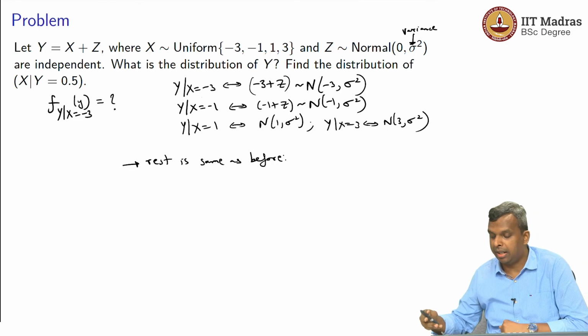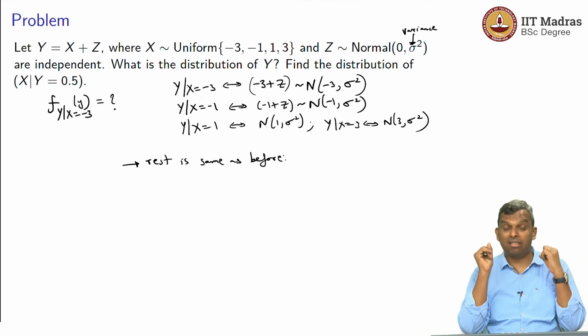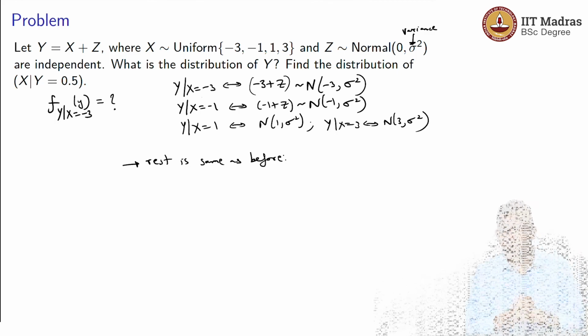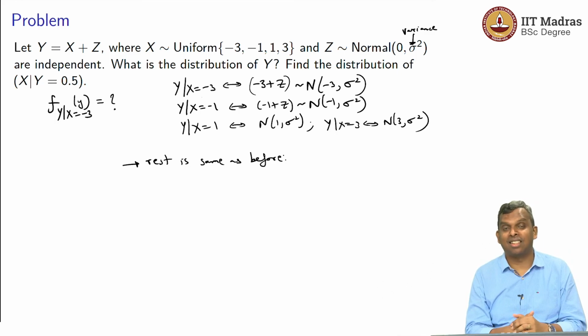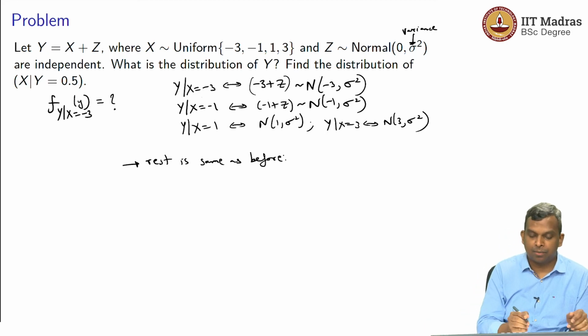So notice the trick here. Instead of specifying Y given X equal to -3, Y given X equal to -1, etc. explicitly, you give a function involving X and another random variable Z, and then expect you to evaluate that function. So here's a little exercise.